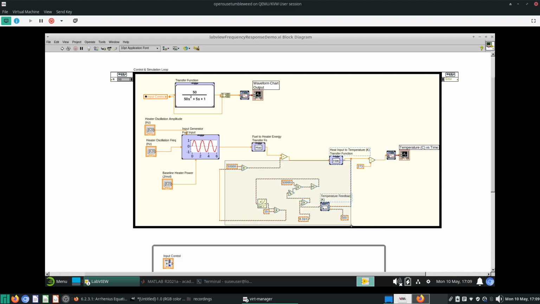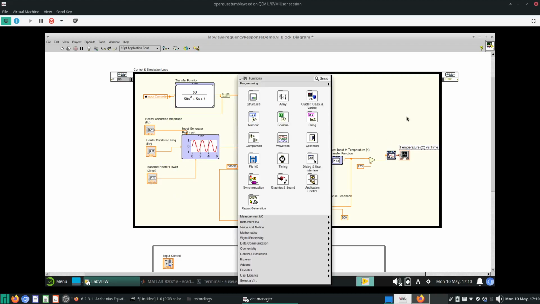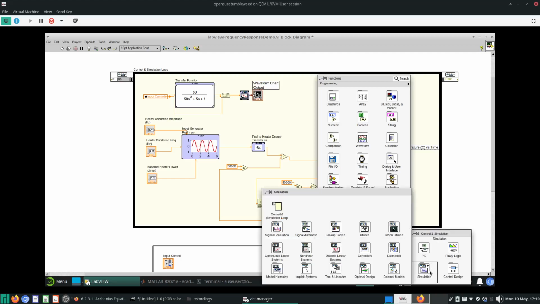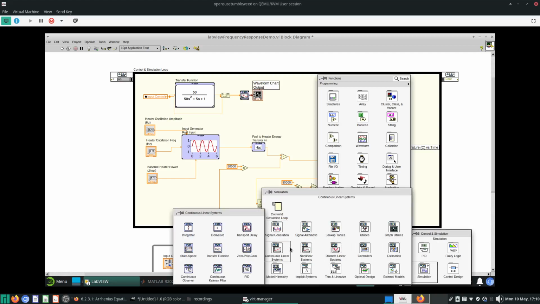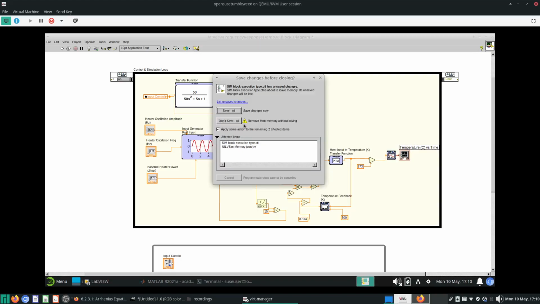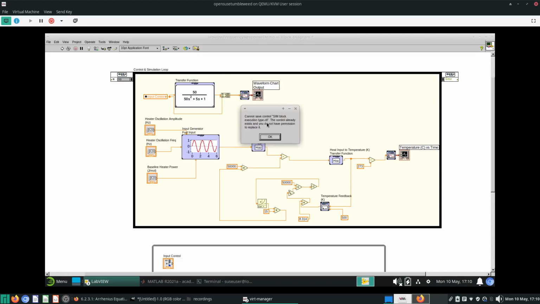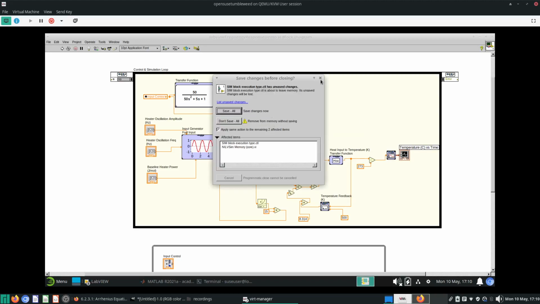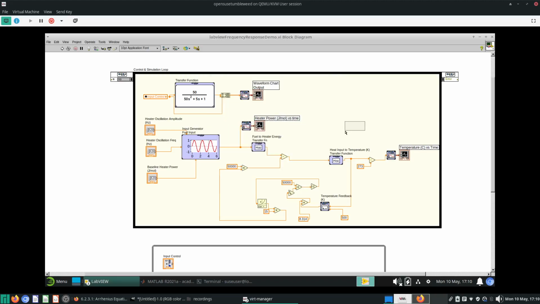Of course, I can make all of this into a sub VI, but I'm not going to do that now. Let's just test things out. I want another waveform chart here, and that will be something like a heater power. We'll just wire that in. I'll put this in joules per mole versus time.